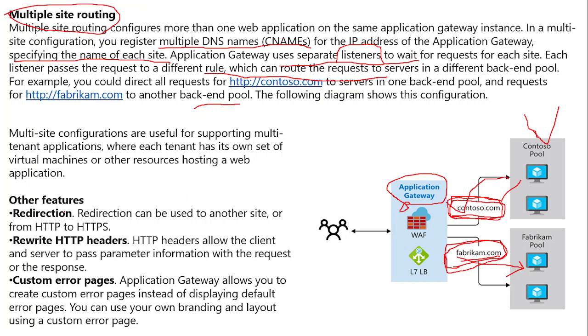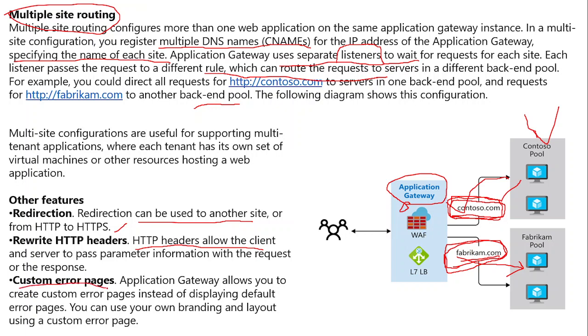What are the other features? Redirection. Redirection can be used to redirect to another site or from HTTP to HTTPS, and you can do this in the application gateway. You can also rewrite HTTP headers. Suppose there is a header, like let's say image ID. If you want to rewrite the URL, you can rewrite those HTTP headers also. You can do this in application gateway.